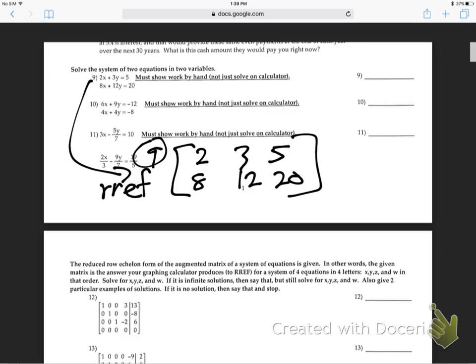But on number 9, wouldn't it be just easier to divide 8 by 4 and then it'll equal the first one? Oh, yeah. Good observation. Divide the whole thing by 4, huh? And then, so those are infinite solutions.